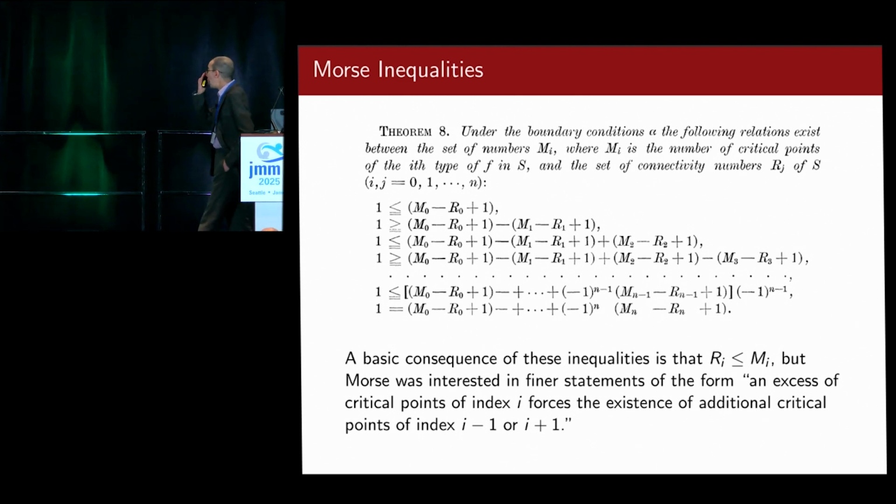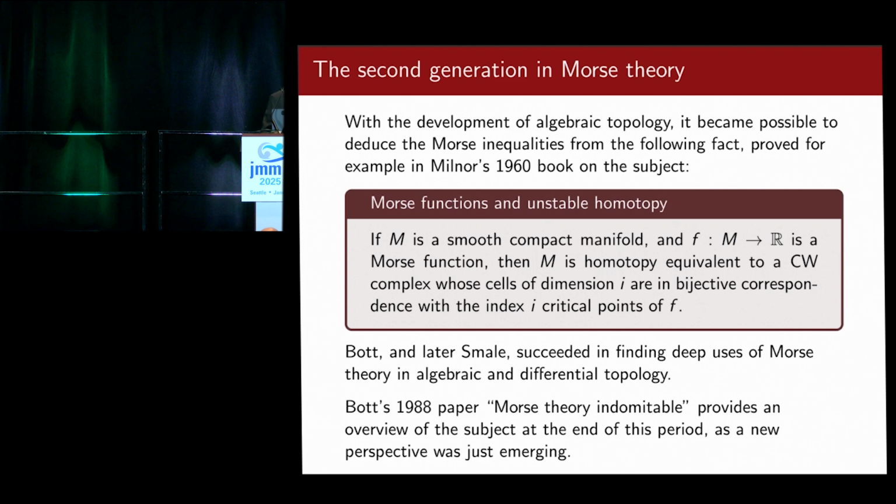Okay, so this was the birth of Morse theory, and he wrote many papers subsequently on the subject. But somewhere in the 1950s, there was the development of what I would call the second generation of people studying Morse theory. And the emphasis was probably the development of algebraic topology as a subject. As you can see, Morse's language doesn't use the word homology, it uses this connectivity number. And more importantly, this notion of homotopy equivalence was not central to the way that he conceived of the problem.